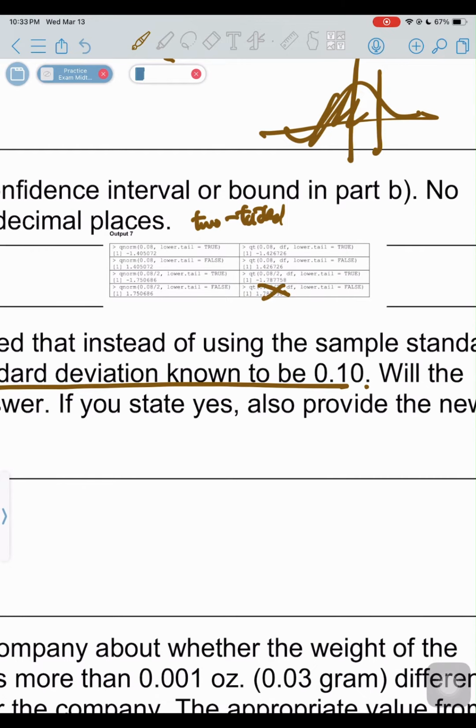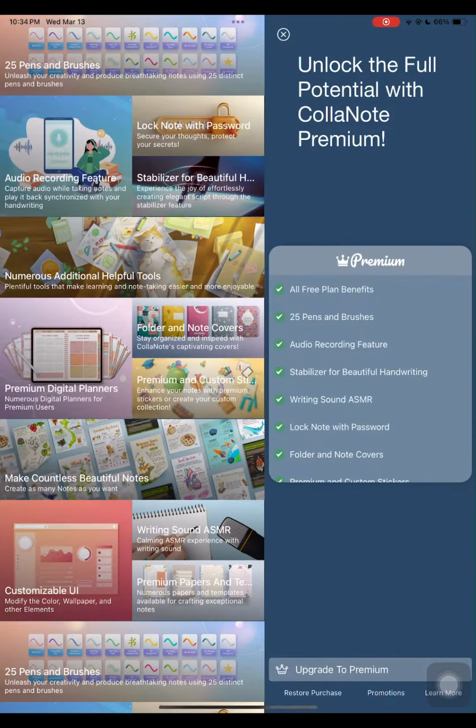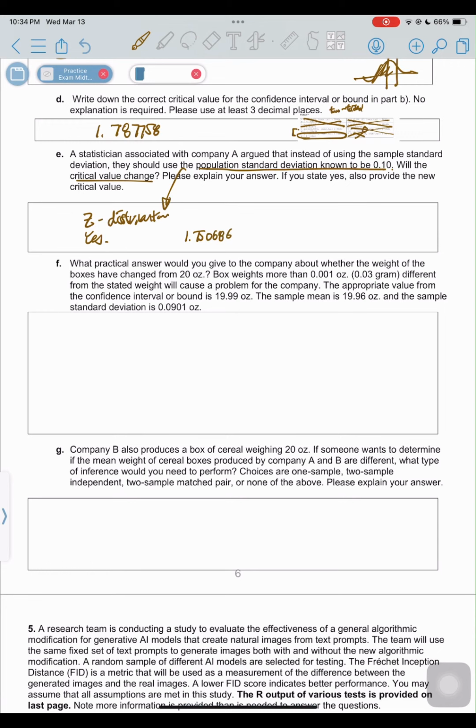Yeah. So in the practical significance question, what practical answer would you give to the company about whether the weight of the boxes has changed from 20 ounces? Box weight more than 0.001 ounce different from the stated weight will cause a problem for the company. The appropriate value from the confidence interval is 19.99. The sample mean is 19.96, and the sample standard deviation is 0.0901 ounces. Sorry about that.